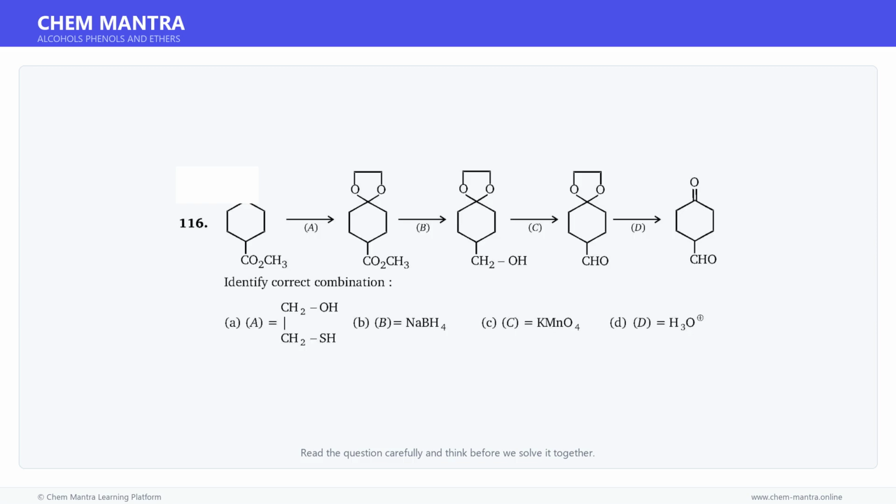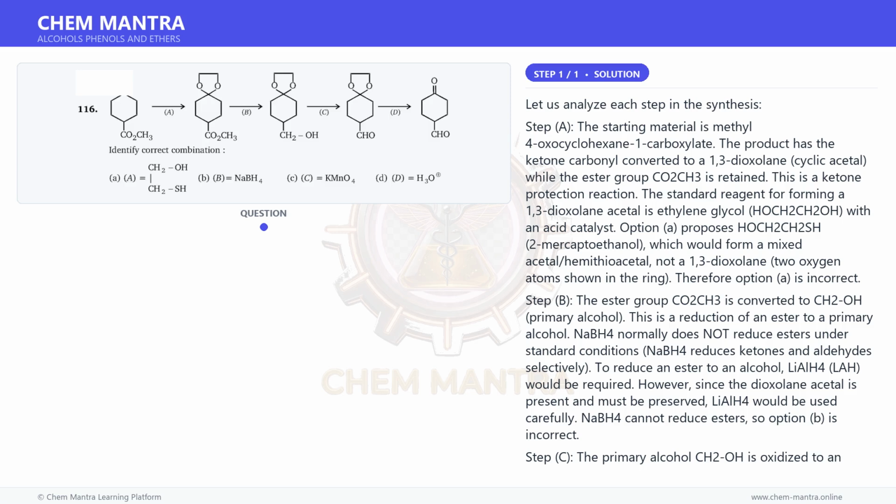Here is a question. Read it carefully and think about the answer. Let us solve it step by step. Let us begin solving this step by step. Let us analyze each step in the synthesis.